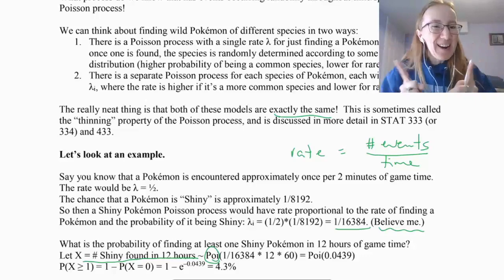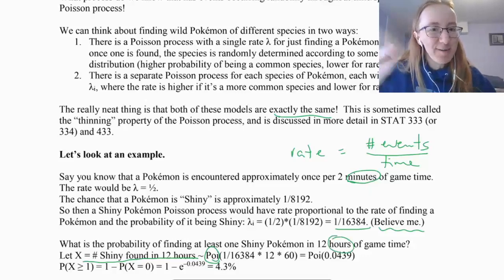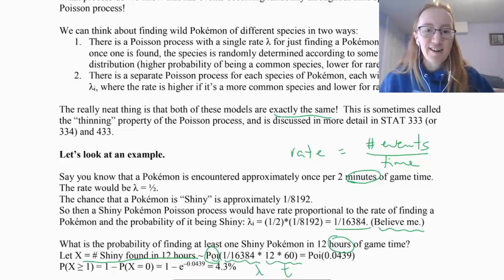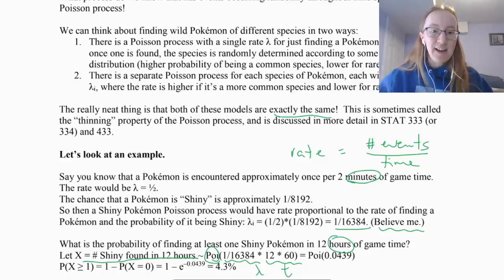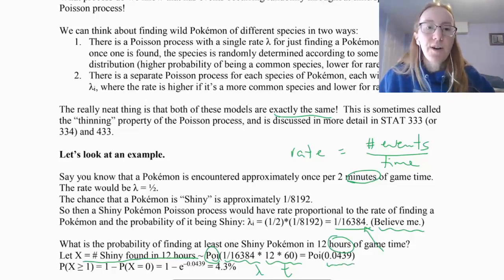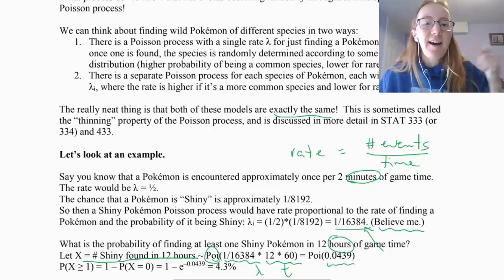But we have to be careful because the rate here is given in minutes, but the playtime here is given in hours. So we just have to make sure that we're being very careful about our units. So we have lambda here, and t is 12 times 60 because there are 12 times 60 minutes in 12 hours. You have to pick to use minutes or hours. And altogether, we end up with a Poisson distribution with a parameter of 0.0439. So that was step 2, figure out the distribution and its parameters.